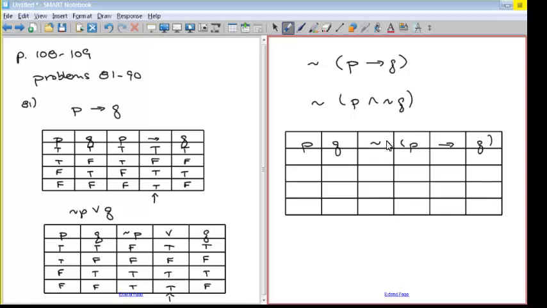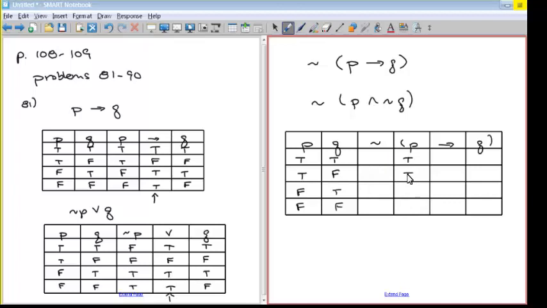So this negation here gives you the opposite of the truth value for this operation. Let's just work it out to show you exactly, because that's where most people messed up: they didn't do the negation of the term in the parentheses. So here's our four combinations of P and Q.